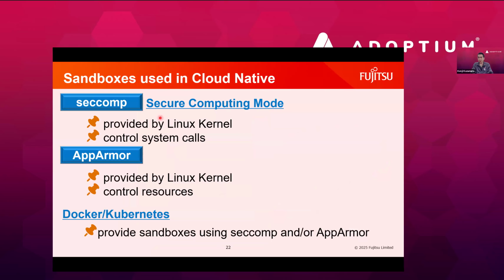Seccomp stands for Secure Computing Mode, and both seccomp and AppArmor are Linux kernel modules. They are widely used by container runtimes, like Docker and Kubernetes, to build sandboxes. Seccomp's job is to control which system calls a process can make. And AppArmor's job is to control access to resources like files or network sockets.